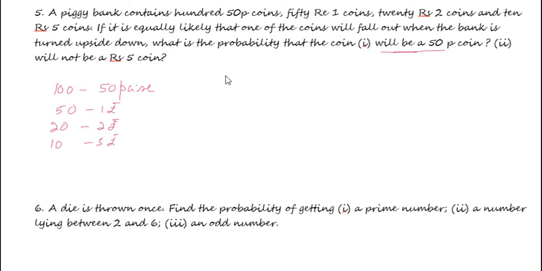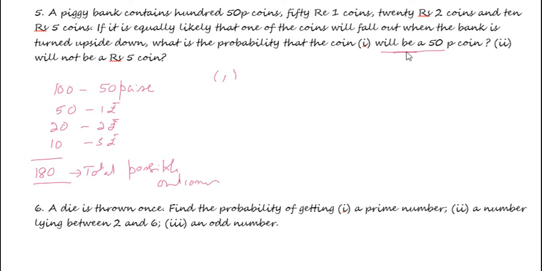That is the first one here. Let us first find out the total possibilities. Total possibilities is the sum of these. So any one of the coins can fall. So there are how many coins here? 180. So any one of the 180 coins can fall. So this is the total possible outcomes.